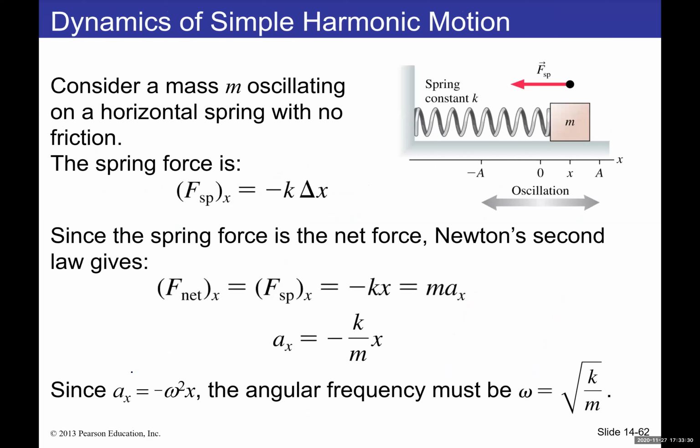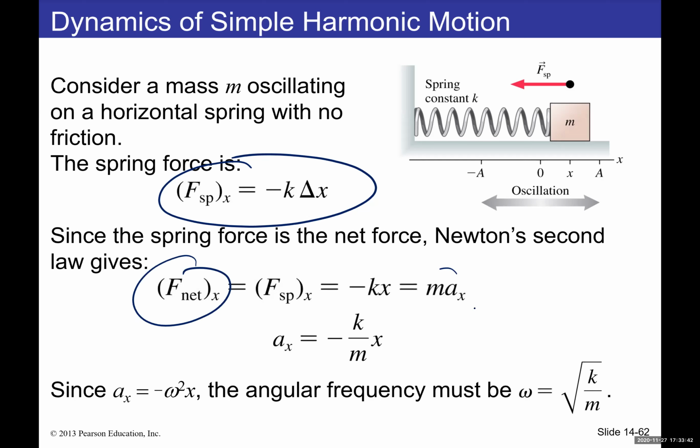So again, if you take the spring, move it to the right, stretch it and then let go, the spring force equals negative k times delta x. Since force equals mass times acceleration, negative kx equals mass times acceleration, and a equals negative k over m times x. I already mentioned this. This ratio is known as omega squared, so you can rewrite this as a_x equals negative omega squared times x, and angular frequency omega equals the square root of k over m.